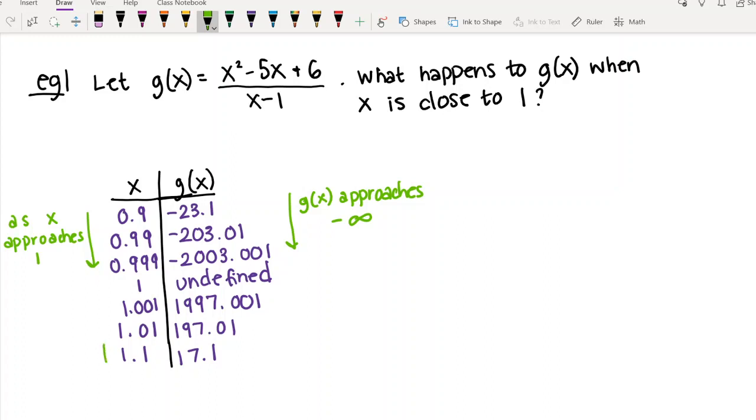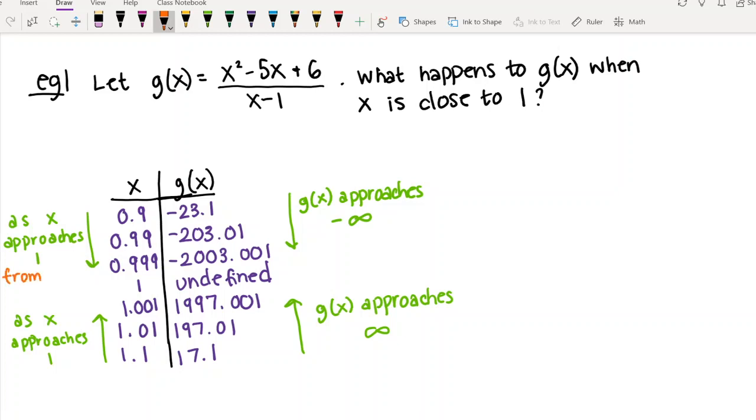And so what we see happening on the other side, if we're looking at the numbers that are just above 1, we see that as x approaches 1, in this case, now our outputs are actually getting bigger and bigger. So in this case, we would say g of x approaches positive infinity. So again, we saw that something slightly different was happening with the numbers at the top and the numbers at the bottom. So the way that we're going to describe that is for the first one, we're going to say as x approaches 1 from the left. And for the second one, we're going to say as x approaches 1 from the right.